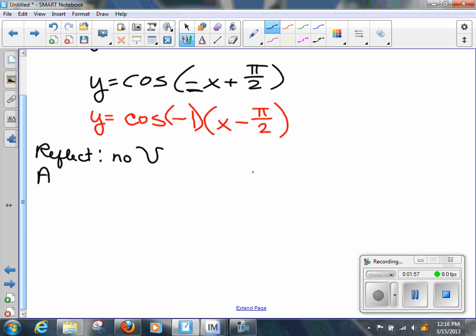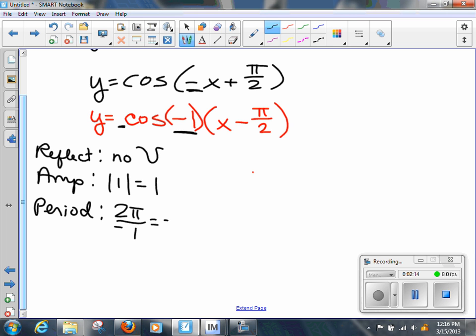Okay. I'm going through, and I'm finding my amplitude to be what? 1. Absolute value of 1. And I get here to the period, and I'm figuring it out. 2 pi divided by that number that I just factored out. And I go negative 2 pi. How many of you had that? Because I did the first time I did it.